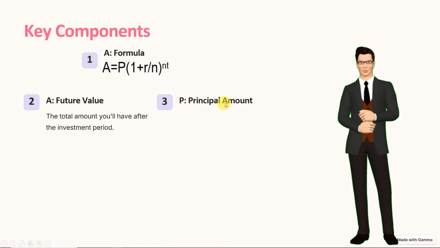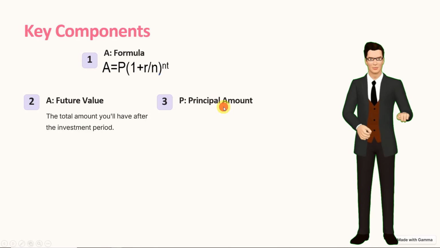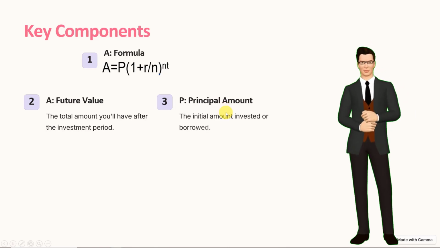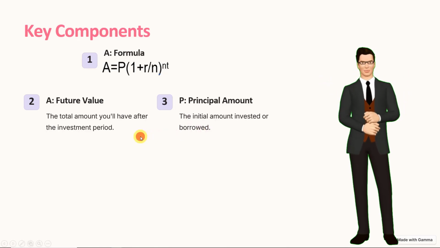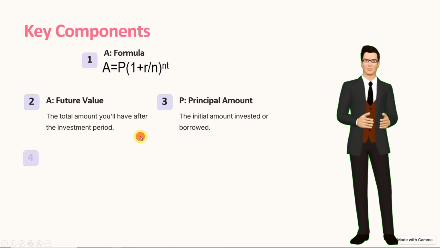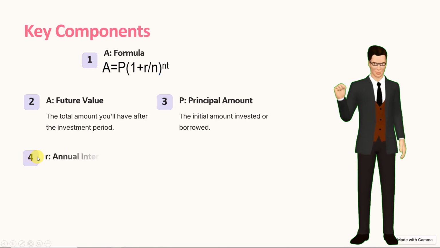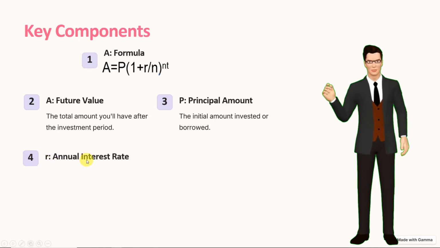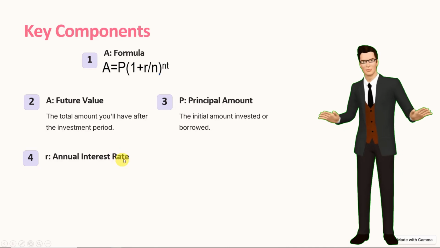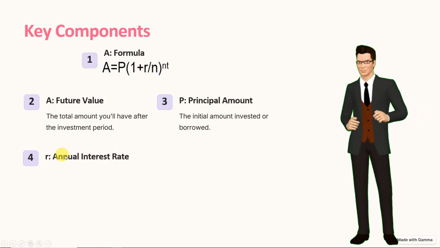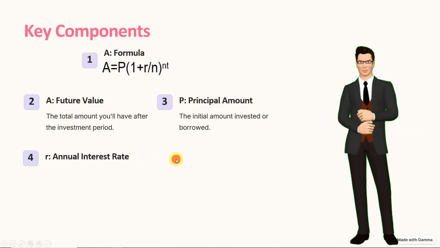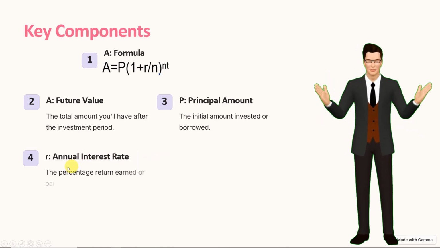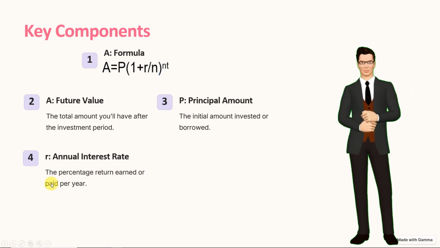P, the principal amount. That is the amount that you start your investment off with, or what you have borrowed in the beginning, put it this way. The next one, number 4, that is R, which is the annual interest rate. In other words, that is your 5%, 3%, for each year. That's your yearly rate of interest, the percentage return earned or paid per year.